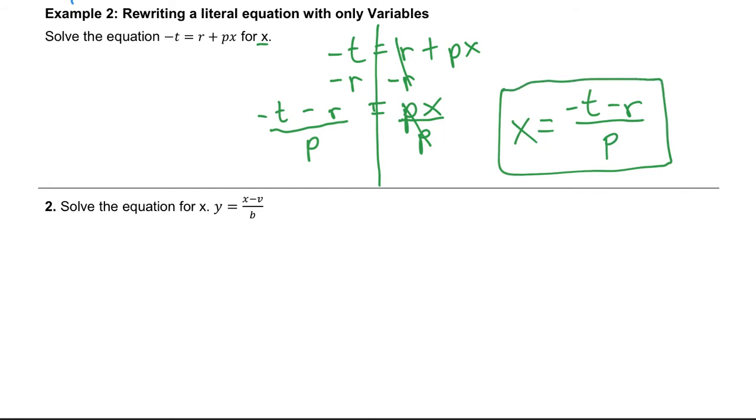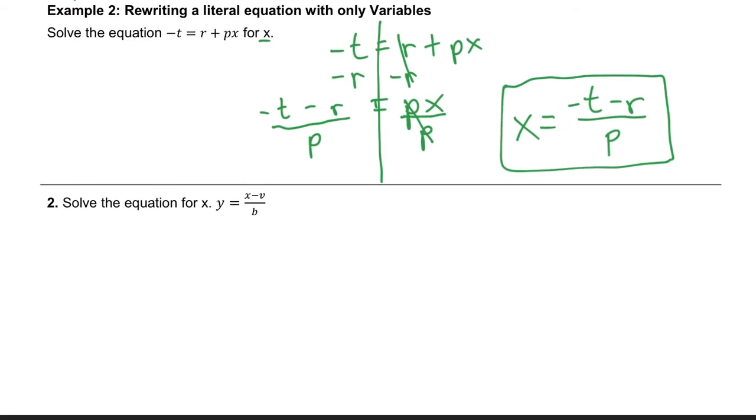We are just solving for x. It means we are isolating x. If there are no like terms, we don't combine like terms. We just leave that expression as is. So I'd like you to try example or guided practice 2 on your own. Pause the video, resume it when you're ready to check your answer.